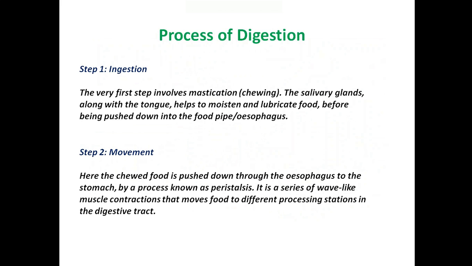The second step is movement. Here the chewed food is pushed down through the esophagus to the stomach, by a process known as peristalsis. It is a series of wave-like muscle contractions that moves food to different processing stations in the digestive tract. This means that peristalsis not only occurs in the esophagus, but also in other parts of the digestive system. Peristalsis is an important term to remember.